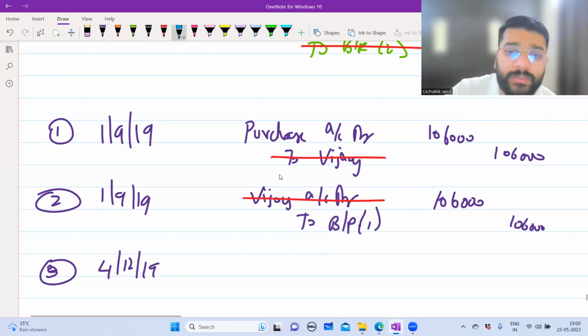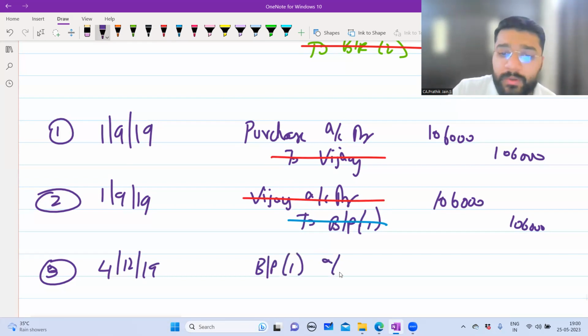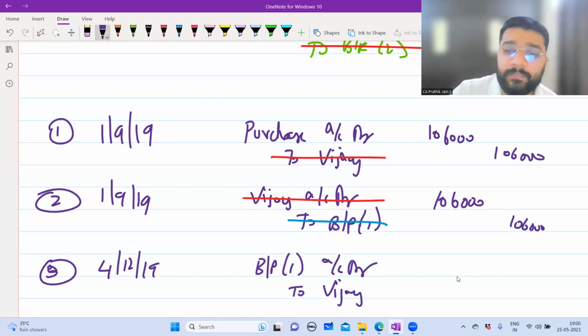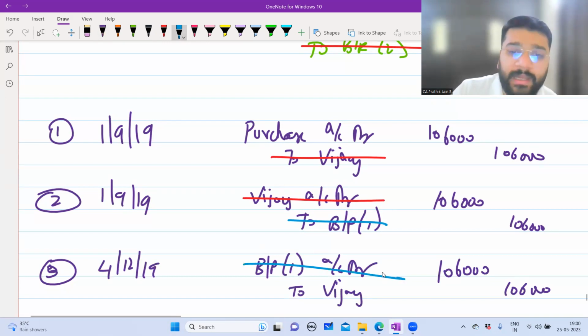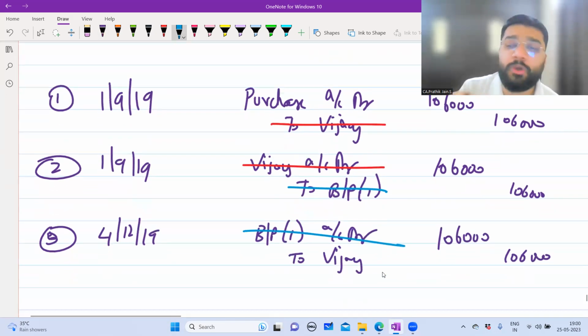So I need to close the bill also. So bill is opened here. Now close it. So bills payable account debit, and recreate the creditor Vijay, 1,06,000. So bills payable is now closed here, and Vijay account is recreated. Vijay account is now reopened with 1,06,000 at the third stage. This is the reopening of the account.